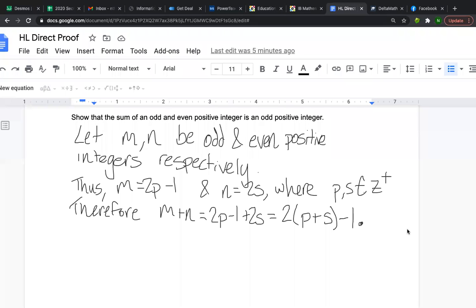This can be rewritten as 2 times the quantity of p plus s minus 1. Now, what we know is that if I have any 2 positive numbers, when I add them together, the result has to be positive, right? So I could have 1 plus 7, I could have 1 plus 10 million. No matter what I do, as long as I'm adding 2 positive things together, I end up with a positive number. So now I can make the following statement: since p plus s is an element of the positive integers, then by definition, m plus n is odd.